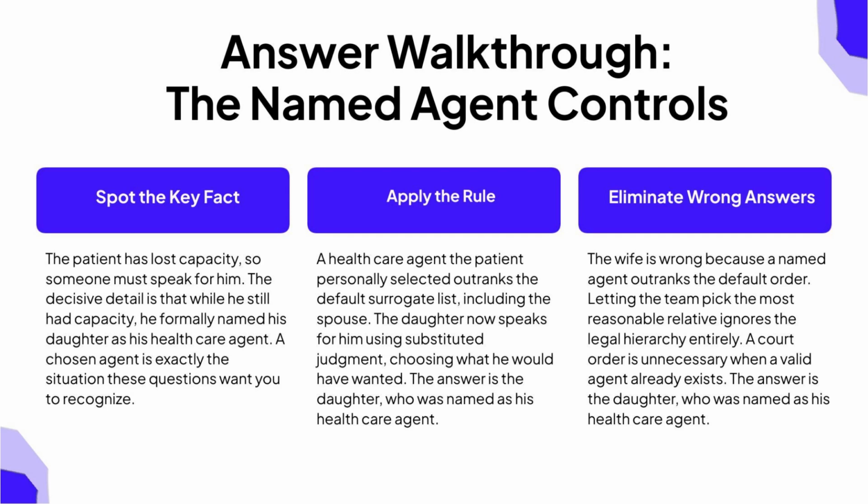Finally, eliminate the wrong answers. The wife is a trap that relies on you defaulting to the spouse, but a named agent beats the default order. Letting the team simply pick whichever relative seems most reasonable throws out the legal hierarchy, and going to a judge for an emergency court order is unnecessary when a valid agent already exists. The correct answer is the daughter, the named healthcare agent. Notice how finding the decision-maker instantly settled the whole case.